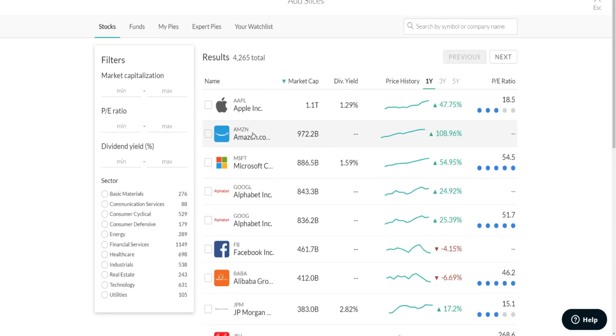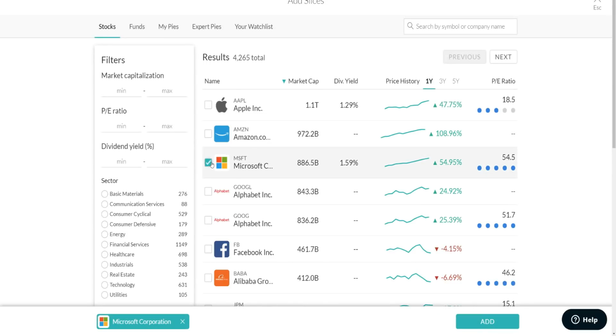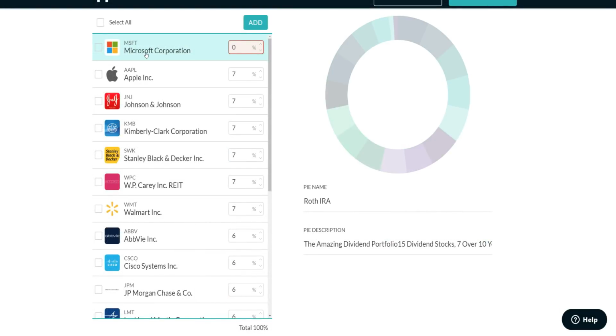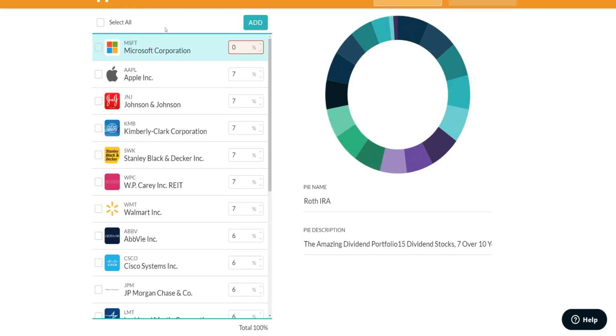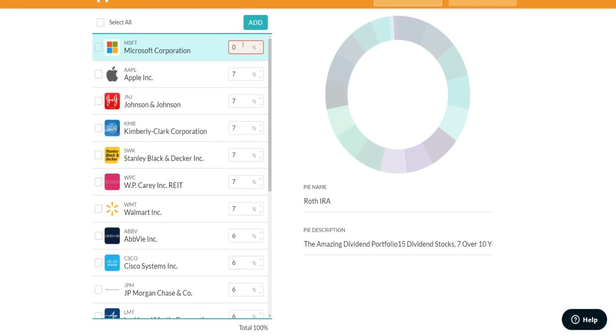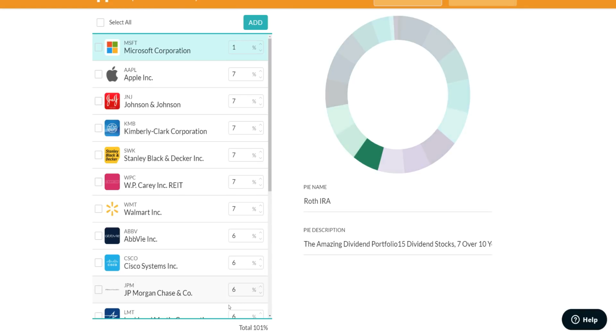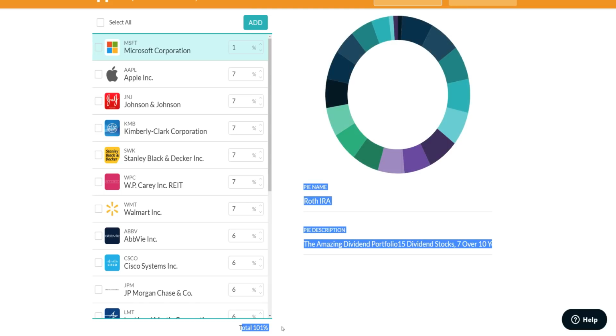So in this example, we're going to say, you know what, I want to add Microsoft to my portfolio. I select Microsoft, select Add, and now it's added in my portfolio. I hit Save, but it doesn't allow me to save because it says each of my slices must have at least 1% allocation. So I go ahead and punch in 1%. I hit Save again, but I'm currently sitting over 100%.